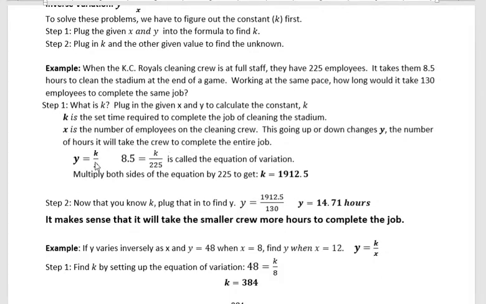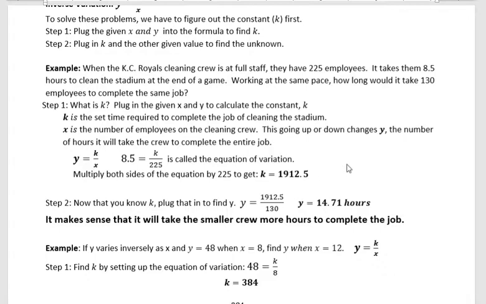So we have Y equals K over X. We know 8.5 hours for 225 employees. That's called the equation of variation. We put the X and the Y in. That's our equation of variation, and that allows us to get K. Multiply both sides of the equation by 225, and you get K equals 1,912 and a half.